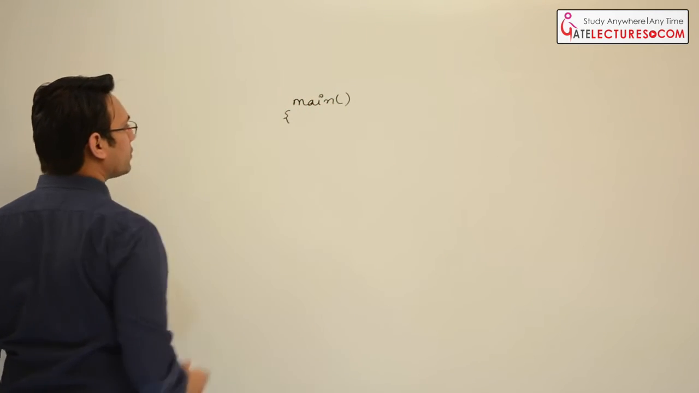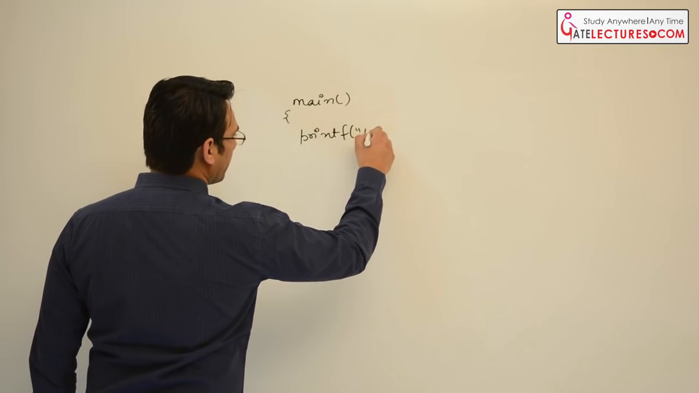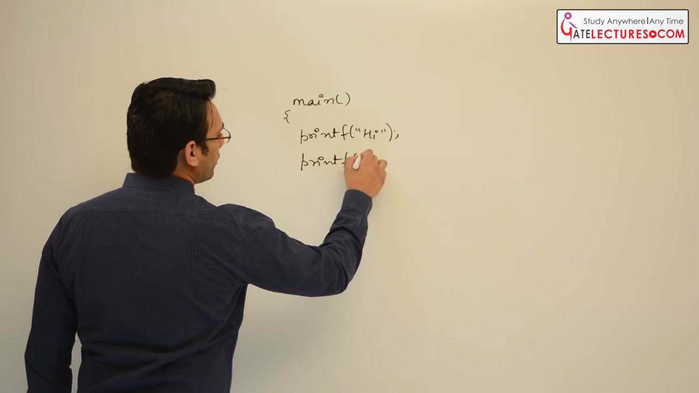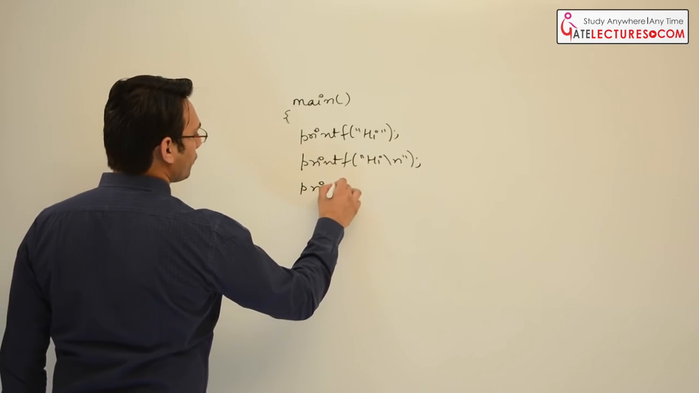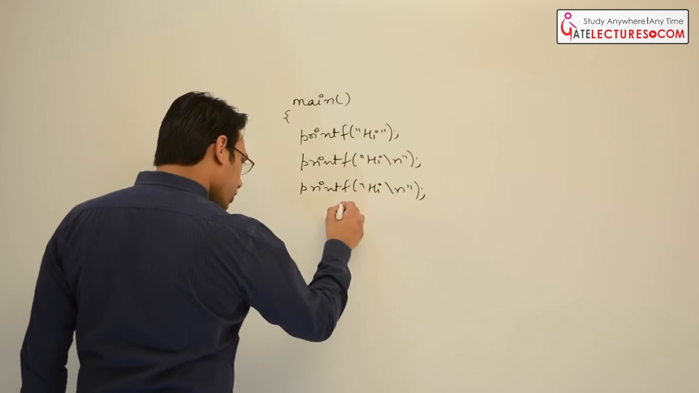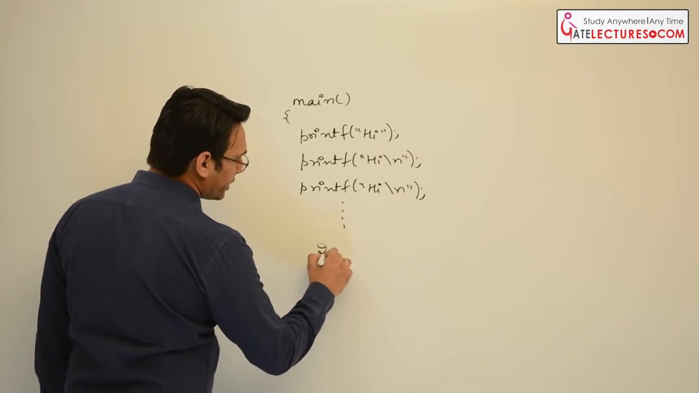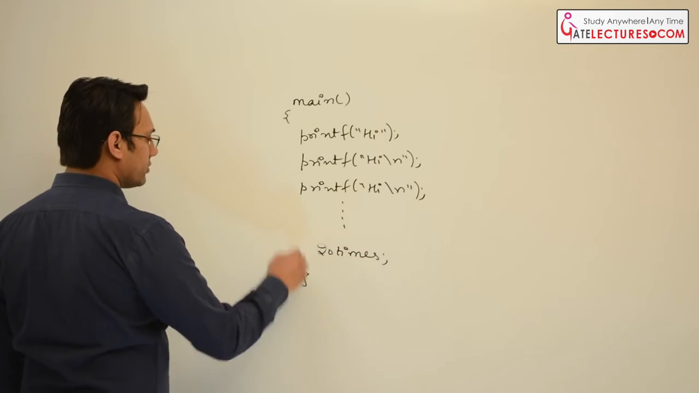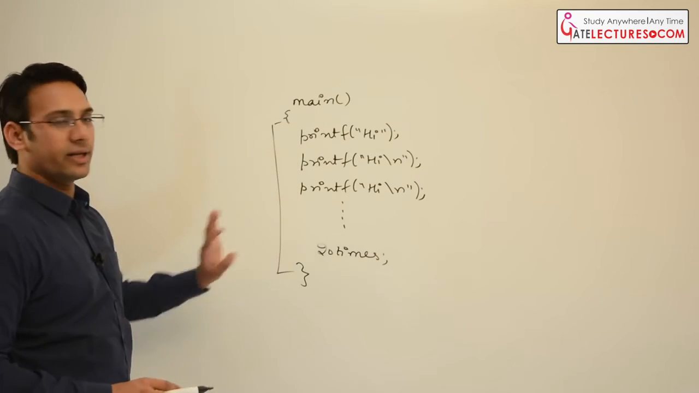Now in the main function, what I am doing is printf hi, printf hi slash n, printf hi, and so on. You are writing the same instruction up to, let us suppose, 20 times. You are printing hi 20 times. Okay, so this is the first program. Apart from this main function, we have 20 lines of code.